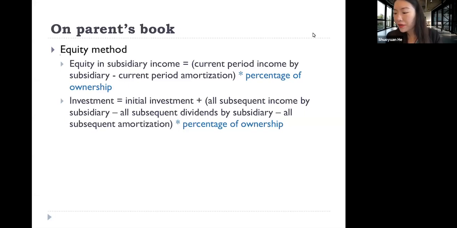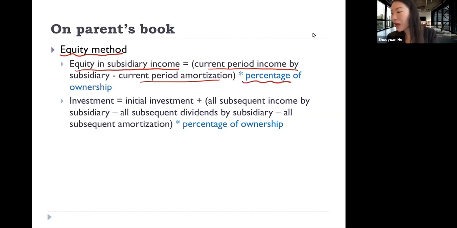So if the parent has been using the equity method, if you still remember, if the parent has 100% ownership of the subsidiary, the equity subsidiary earnings will be the current period income minus current period amortization. And here, the only difference, if the parent has less than 100% ownership of the subsidiary, is we need to multiply it by the percentage of ownership. That is the only difference.